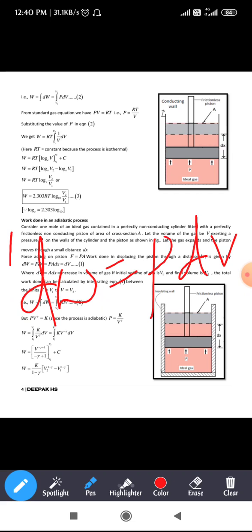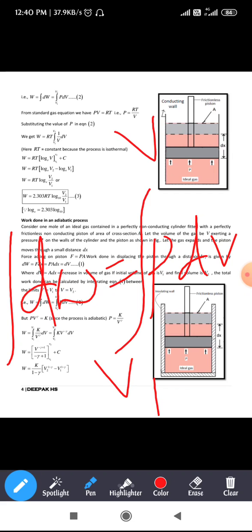Integrating this, we put the integration symbol first, and we have taken the limits. V1 is the initial volume of the gas, and V2 is the final volume of the gas. So the integration symbol has been taken from V1 to V2. So the integration of dW is nothing but W. You can see in this line, I have replaced dW by W, since the integration of dx is x, right? So the integration of dW will be W.